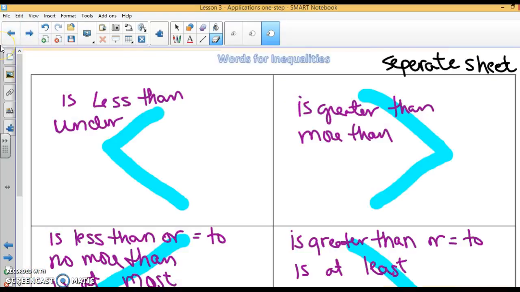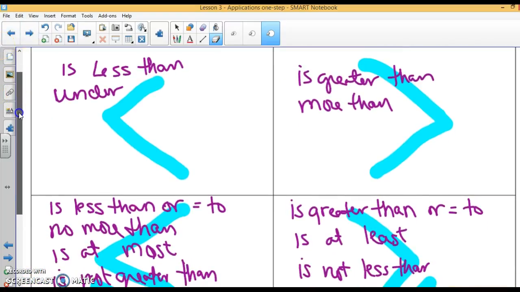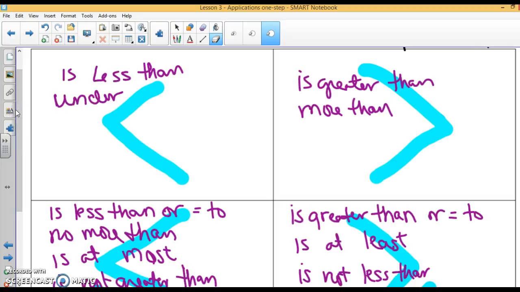I will read these, and then you're going to want to pause the video and record them. This sheet tells you some words that could be used in a word problem or an application that would indicate which inequality. So this one is less than. You could say is less than or under. Greater than is greater than or more than. So pause and copy those.